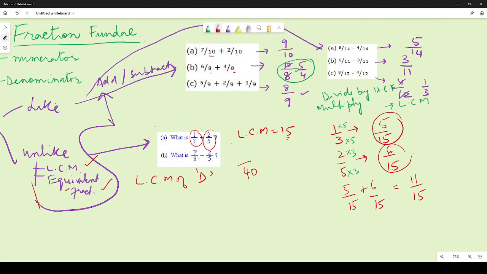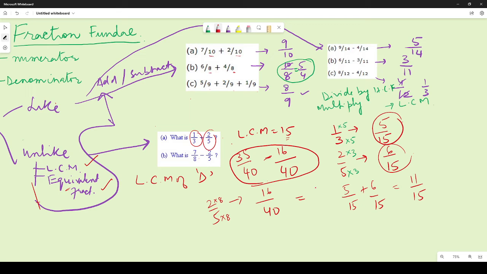So 7 also we will need to multiply by 5. This becomes 35 by 40 minus 2 by 5. So how do we convert 2 by 5 to something by 40? 5 8s are 40. So you have to multiply the numerator as well. This becomes 16 by 40. Now you have 35 by 40 minus 16 by 40, and you can do this calculation easily.